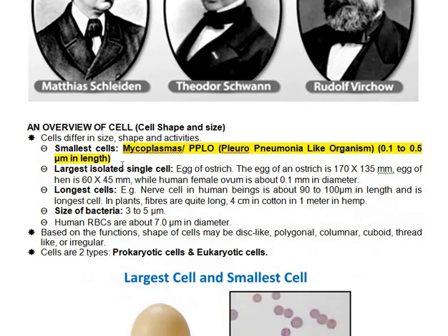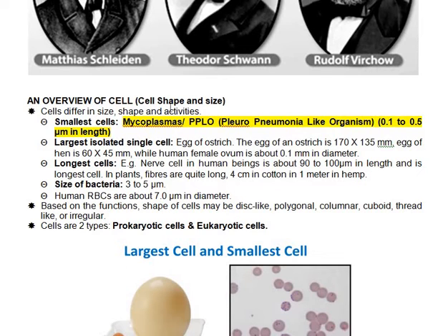Then another important aspect related to the cell is the cell shape and size. You should know that around the world there are different types of organisms. Even in the human body there are different types of cells having different shapes and sizes. If we look around, you should know that Mycoplasma or PPLO, which is a prokaryote, and its full form is pleuropneumonia-like organism, is the smallest known organism. Its size is 0.1 to 0.5 μm in length.